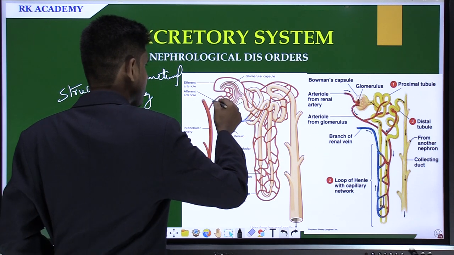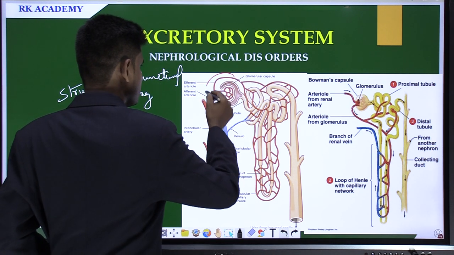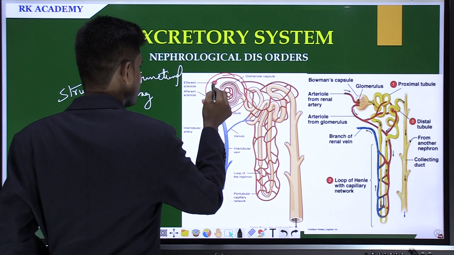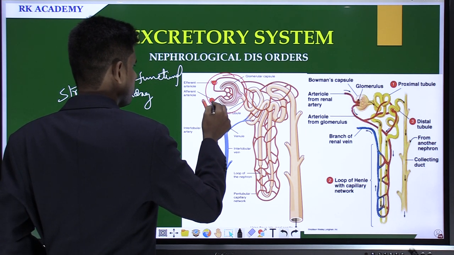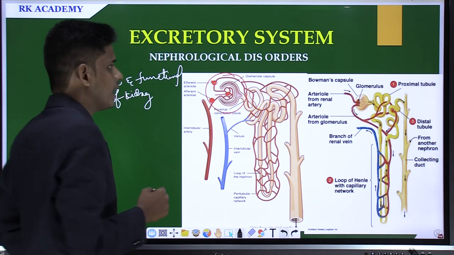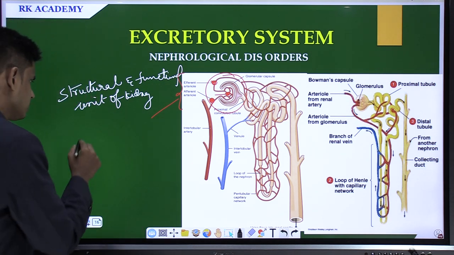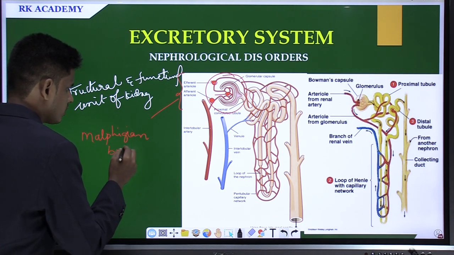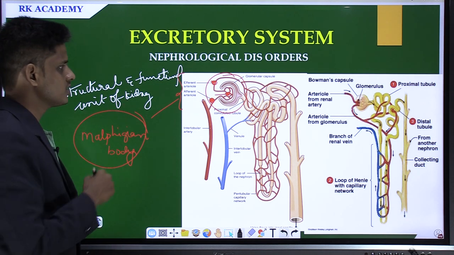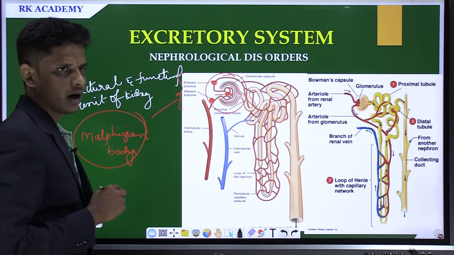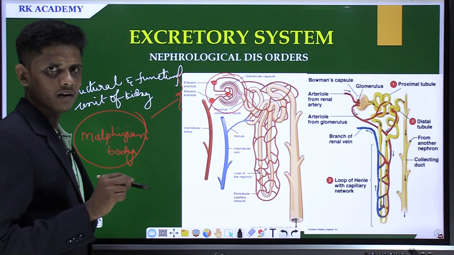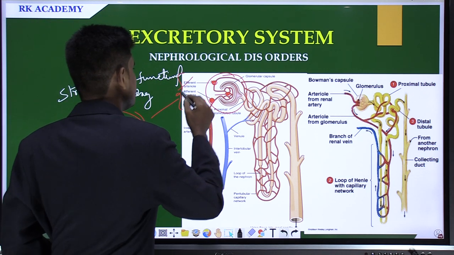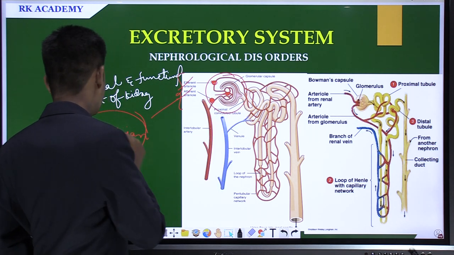This is called Bowman's capsule, and it is supplied with the afferent arteriole. This is the glomerulus, and these three are called the Malpighian body. You may be asked flow chart questions in examinations like APPSC and TSPSC. They may ask you to arrange the structures given below that are related to the excretory system, so you should know the order of arrangement of these parts. This is the afferent arteriole, this is the efferent arteriole and this is the glomerulus. These three are called the Malpighian body.